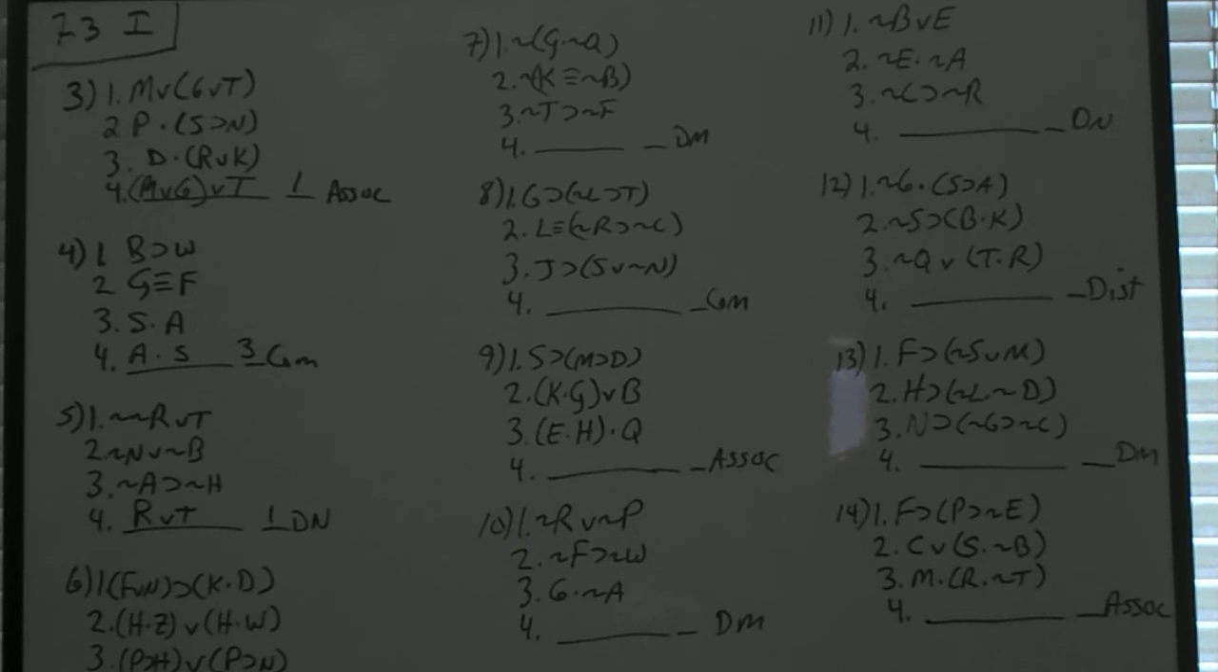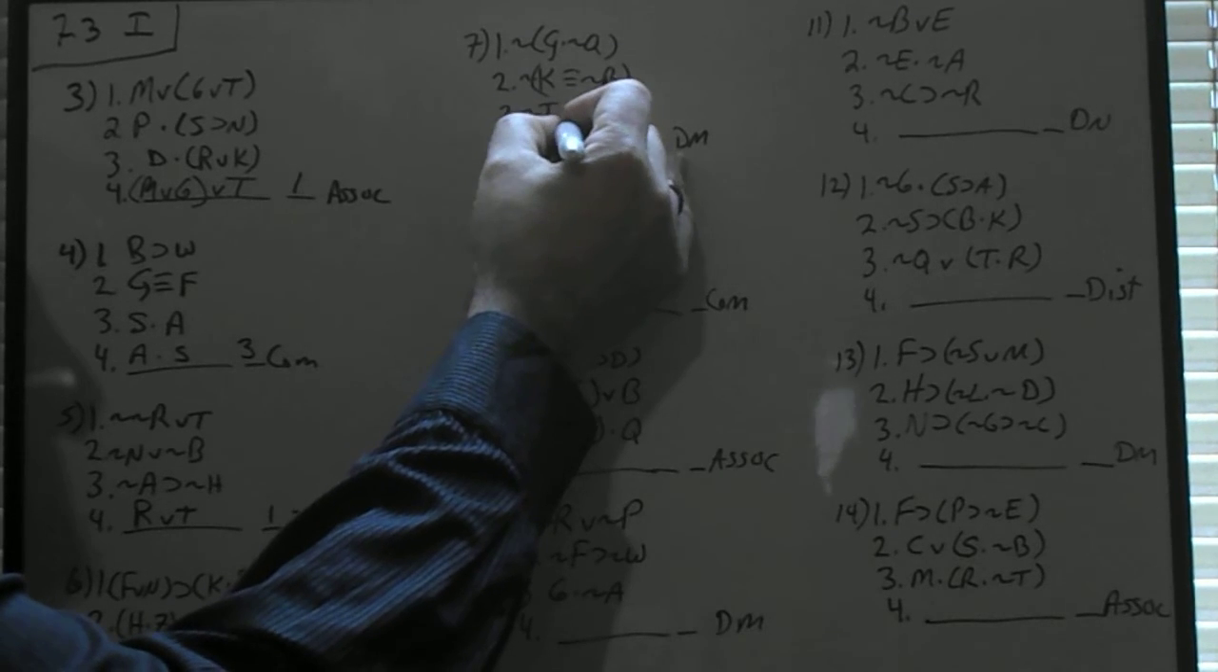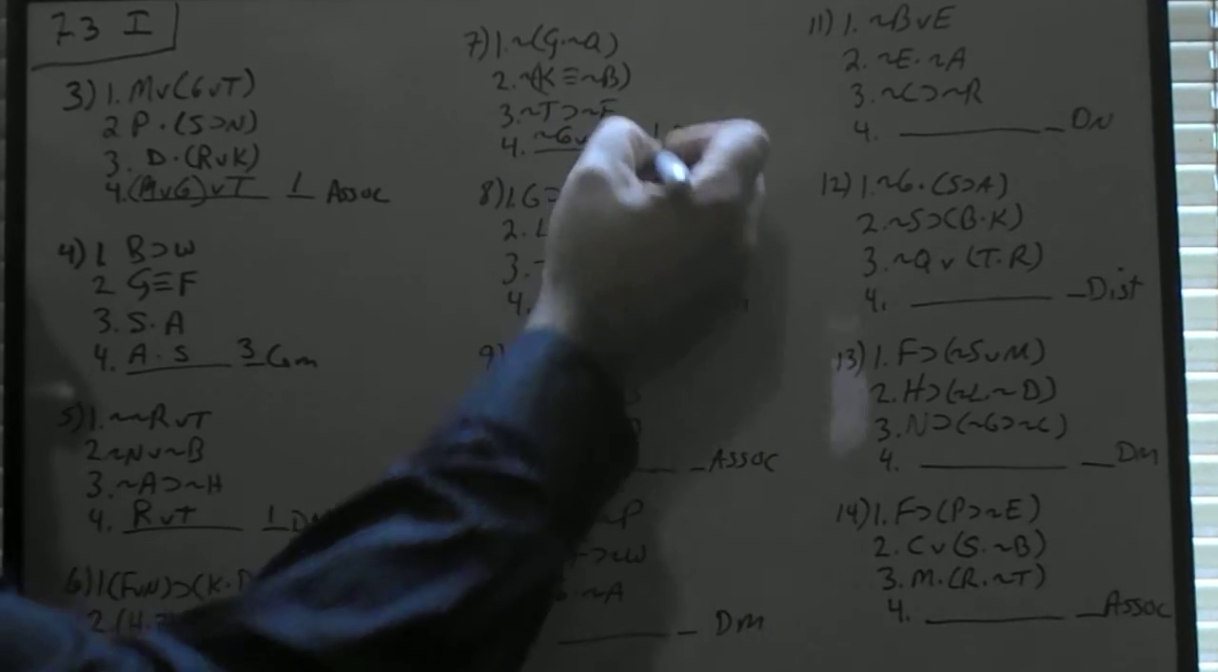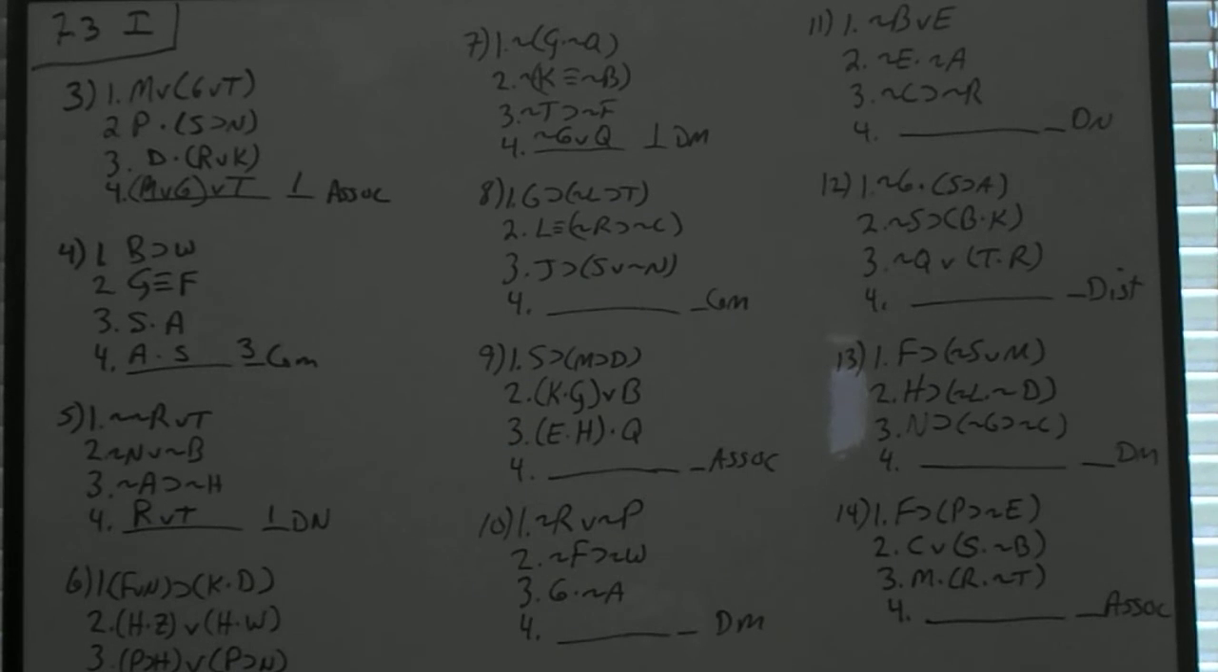Number 7, we've got not G and not Q, not K if and only if not B, not T then F, and they want us to use De Morgan's rule. Well, lines 2 and 3 are not going to work because you've got the horseshoe and the triple bar, so it has to be line 1. So we have not G and not Q. Using De Morgan's, that would become not G or Q from line 1 through De Morgan's.